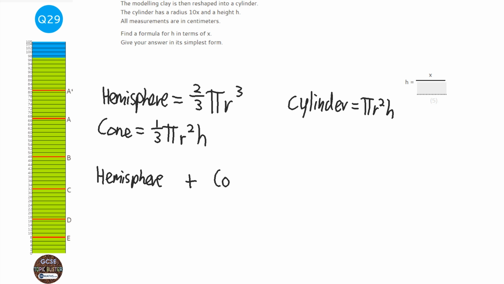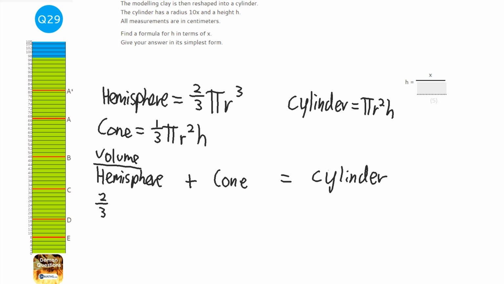Okay, so we know that a hemisphere plus the cone volume, and I should write volume here, show the examiner that I'm working with volumes, equals the volume of, I don't know why I wrote an S, my goodness, C for cylinder. Wow, I'm a maths teacher, right? Cylinder, there we go. So hemisphere is 2/3 pi, and we said that x was the radius, so x cubed. Brilliant. So plus the cone.